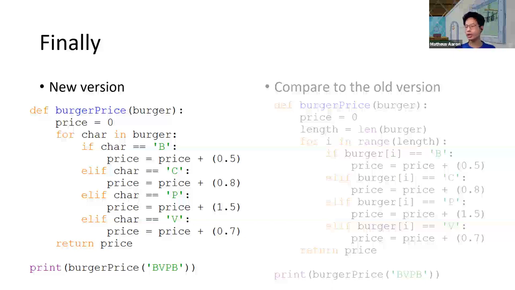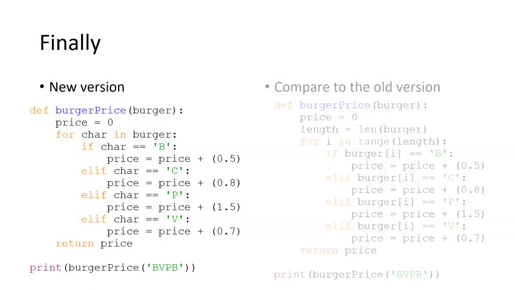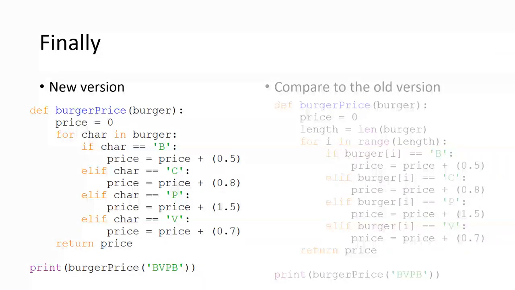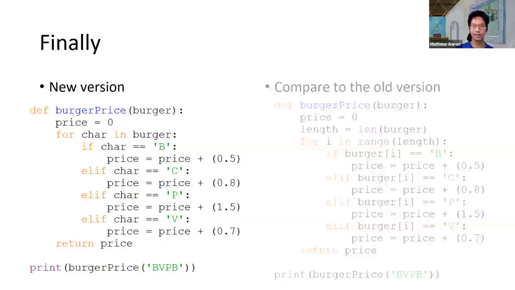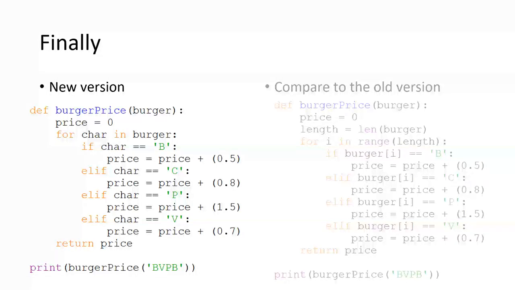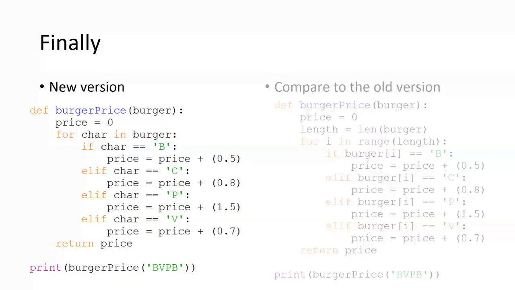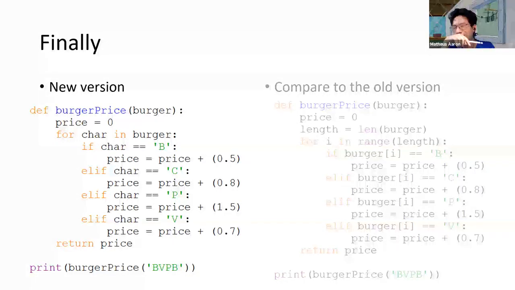I mean, sure, you can. The code will be much, much shorter, right? Okay, how do you do that? Exactly, you assign BCPV the respective numbers, 0.5, 0.8, 1.5. But how do you exactly assign? That's my upcoming question. After that, you just print the burger price for those assigned numbers. I mean, you kind of can lah.